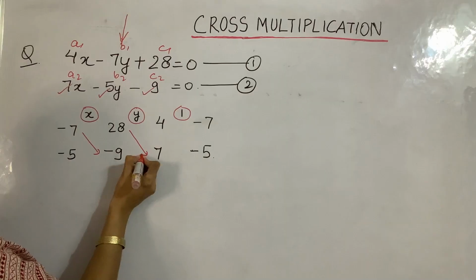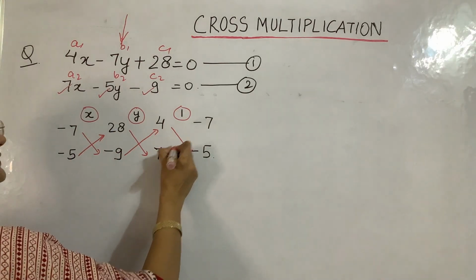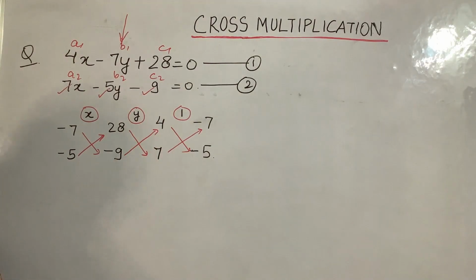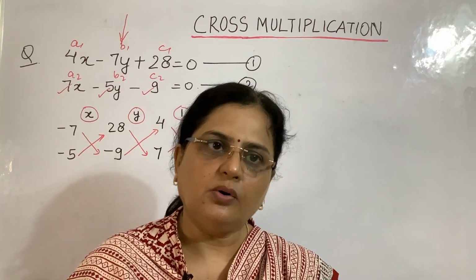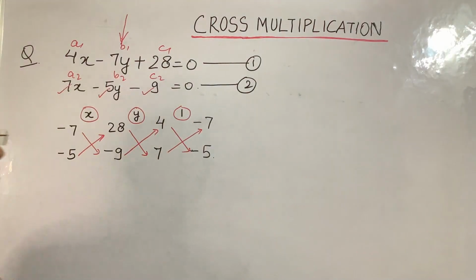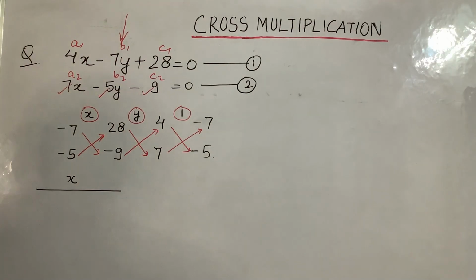This, this, this, and this. Okay, we have made the pattern now. Now, how to write it? So please write it. So x upon... Now we are dealing with x. That means we have to deal with these two sets of numbers.